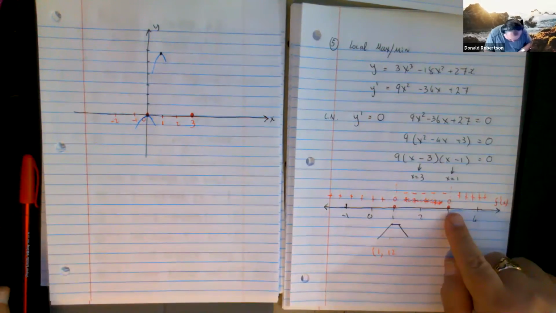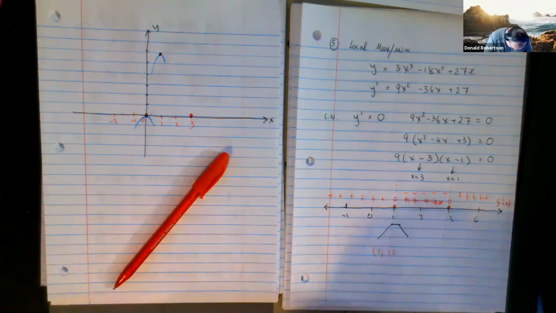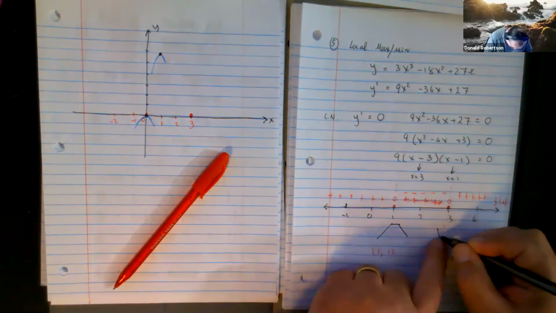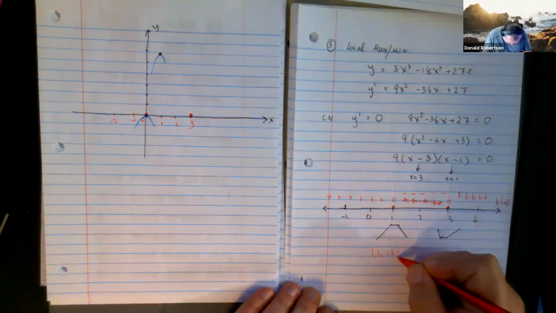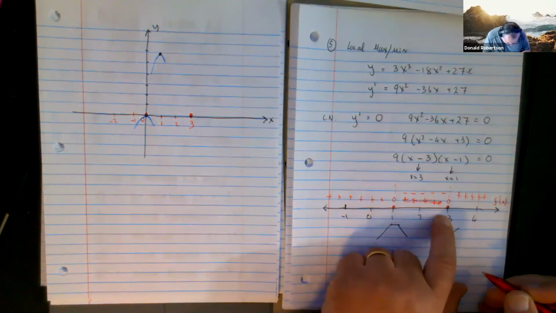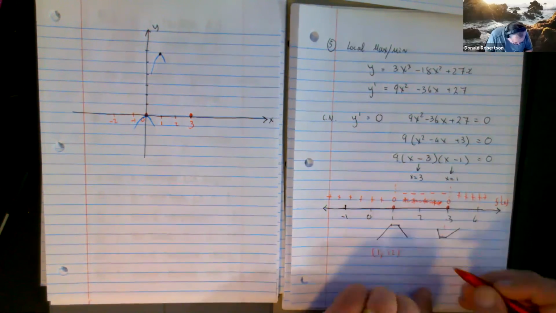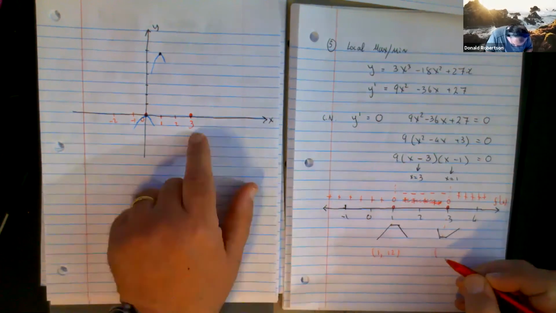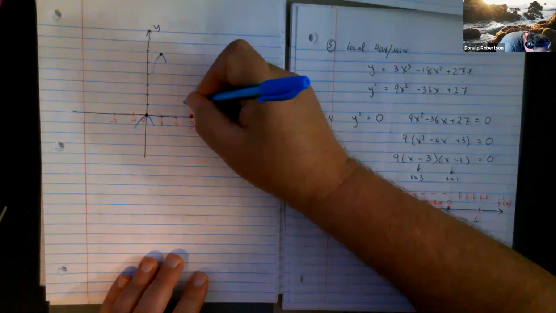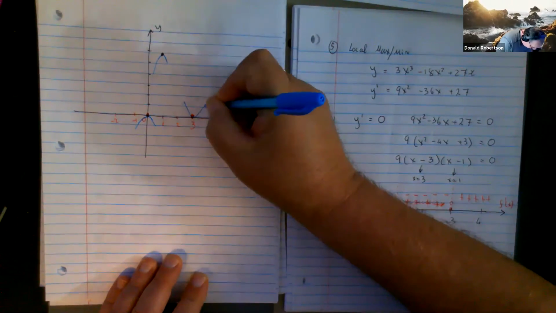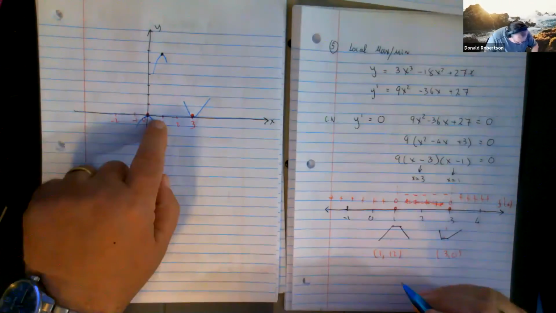And at this guy here, we have a negative, then a 0, then a positive, and that is a local minimum, and that's at 3 comma 0. And so I have a guy that looks like this. Right, that's not there, that was a mistake.